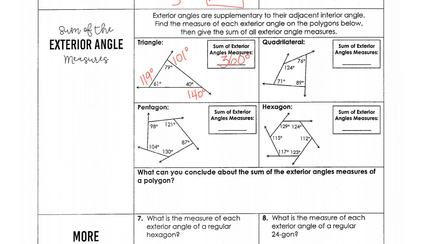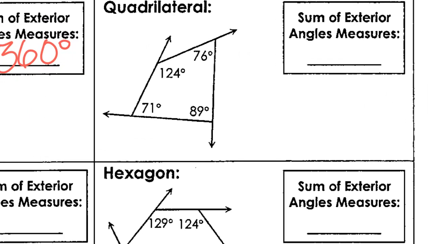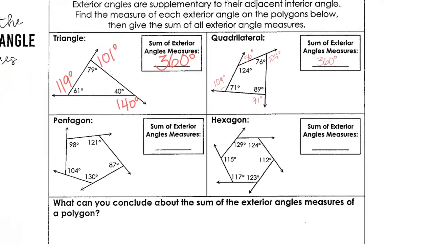Now let's see what happens with a quadrilateral. So you're going to have to do the same thing. We need to find the 4 exterior angles. Okay, so take 180, subtract the interior angle, and you get that exterior angle. When I add these 4 angles, I get 360 degrees for the sum. So that's actually the same thing as a triangle, right? It looks like there might be a pattern. Let's find out.